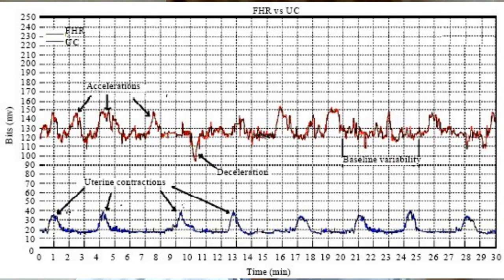Okay, we'll define the risk, why CTG is done. Here we have 3 to 4 contractions every 10 minutes. Baseline heart rate is 130. Preserved variability. There are many accelerations. Only one deceleration is present in the trace. Overall impression, it's a normal CTG.